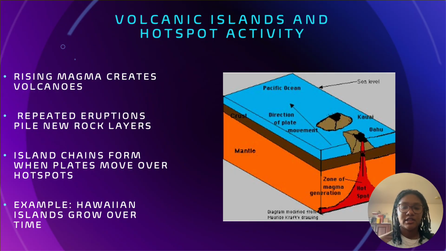Volcanic islands and hotspot activities. Mid-ocean ridges are underwater mountain chains formed by rising magma at the spreading boundaries. As magma erupts and cools, it forms new crust along the ridge axis.